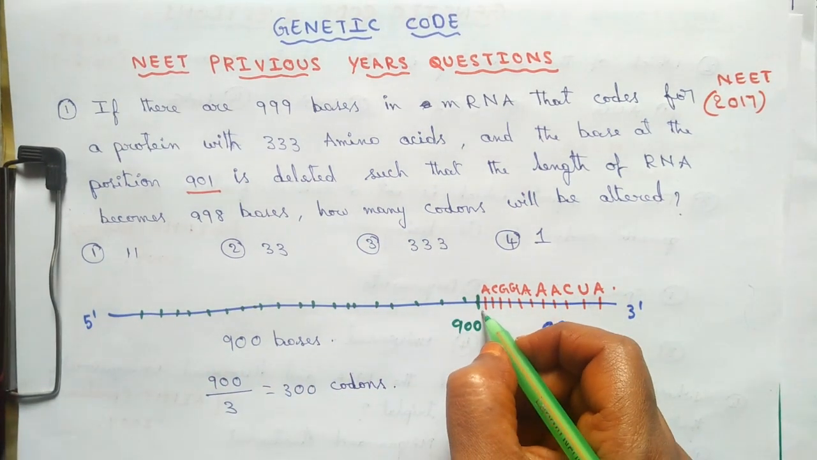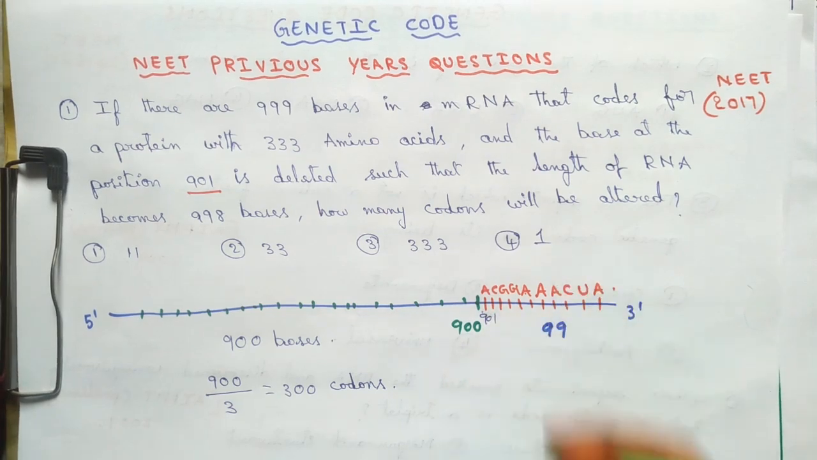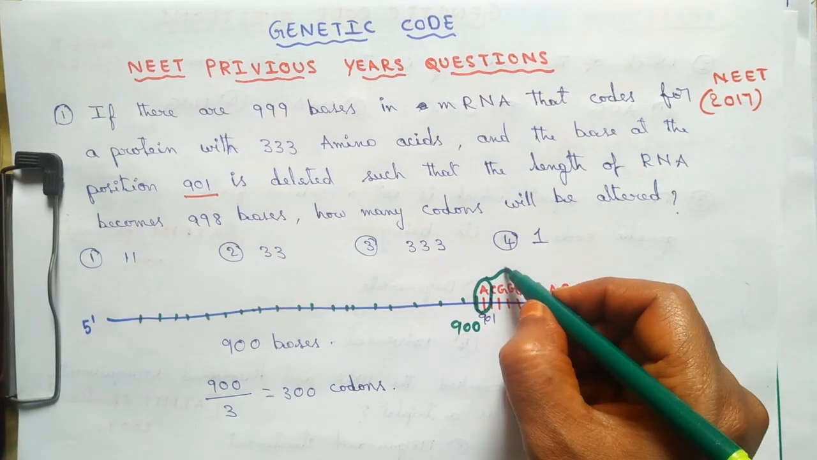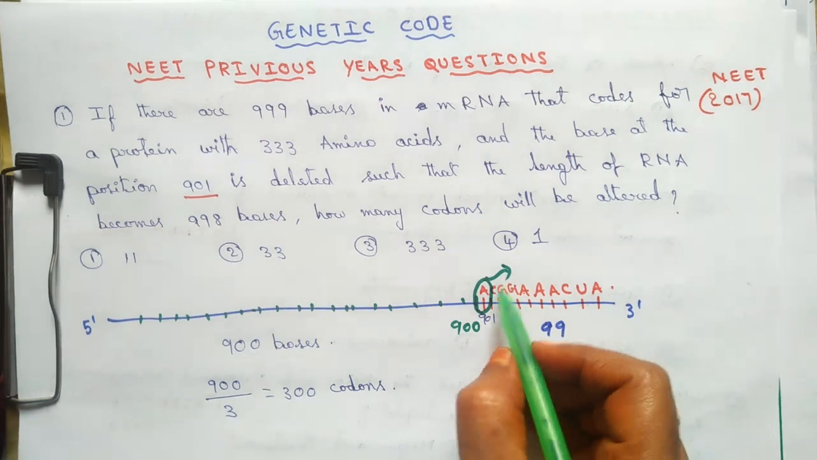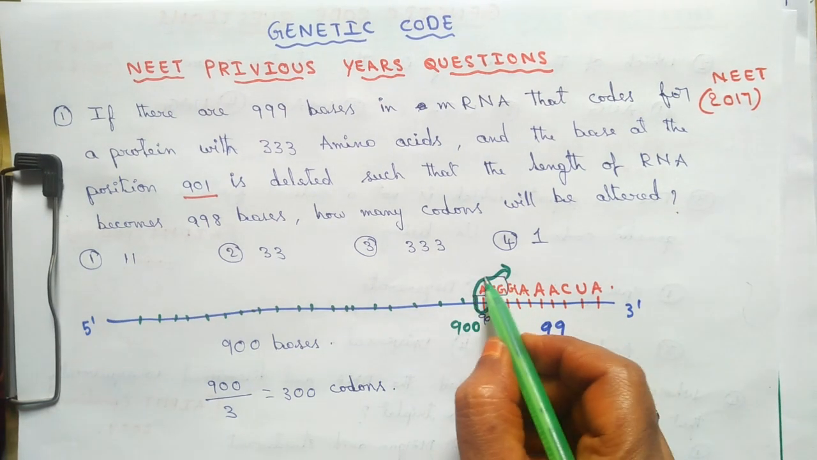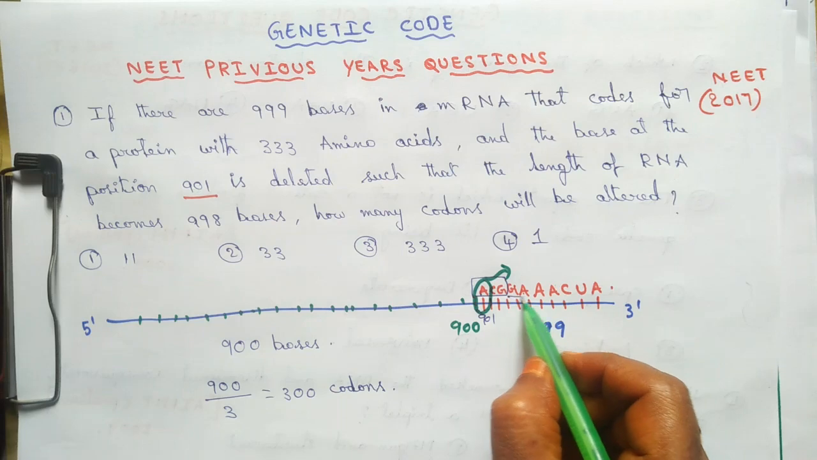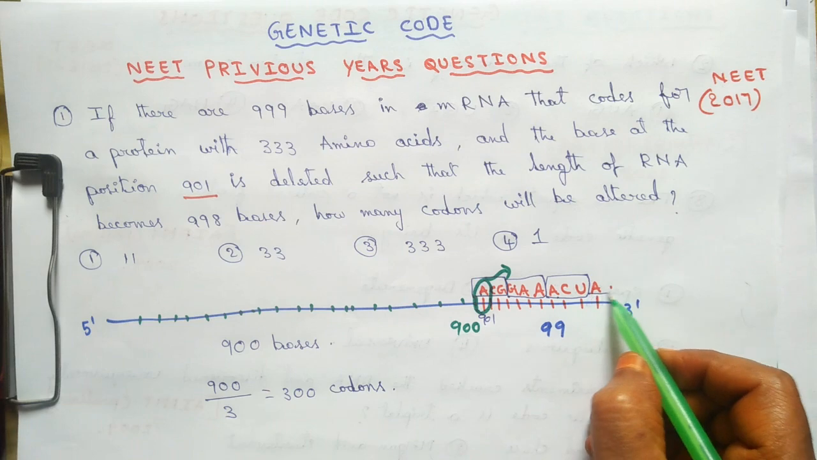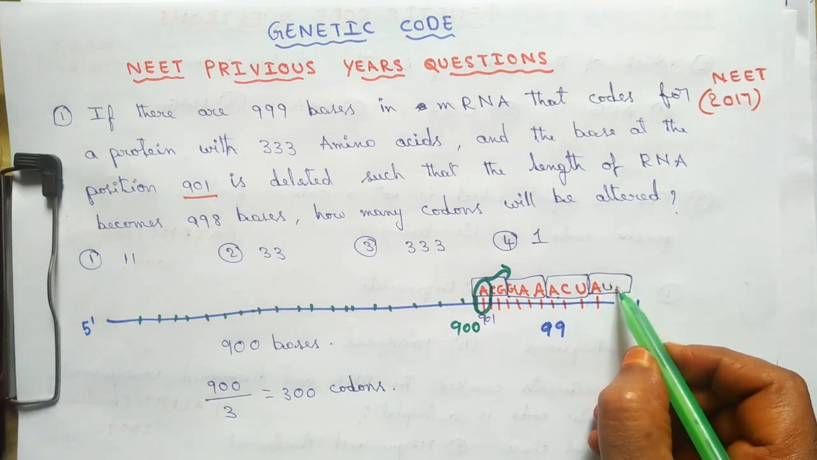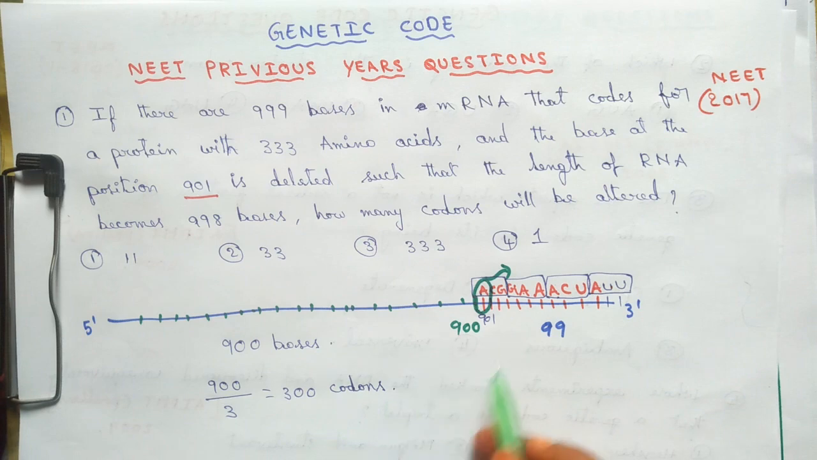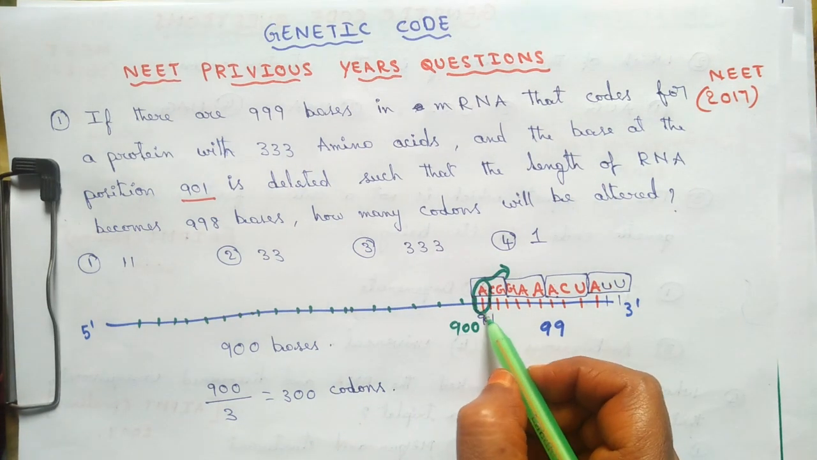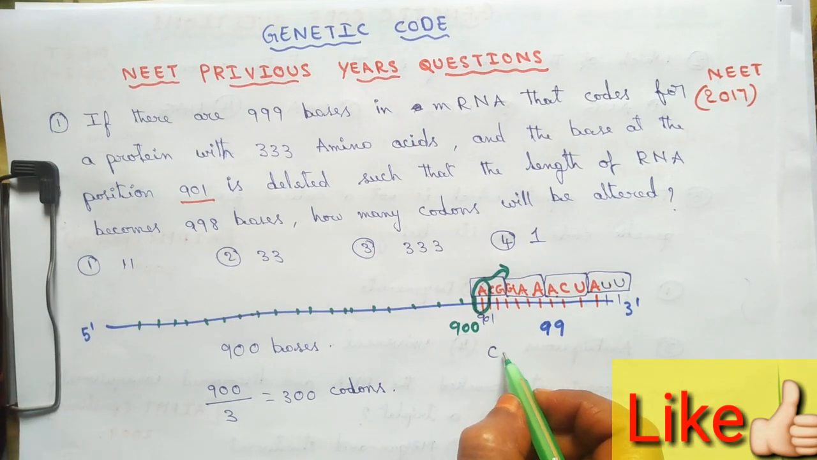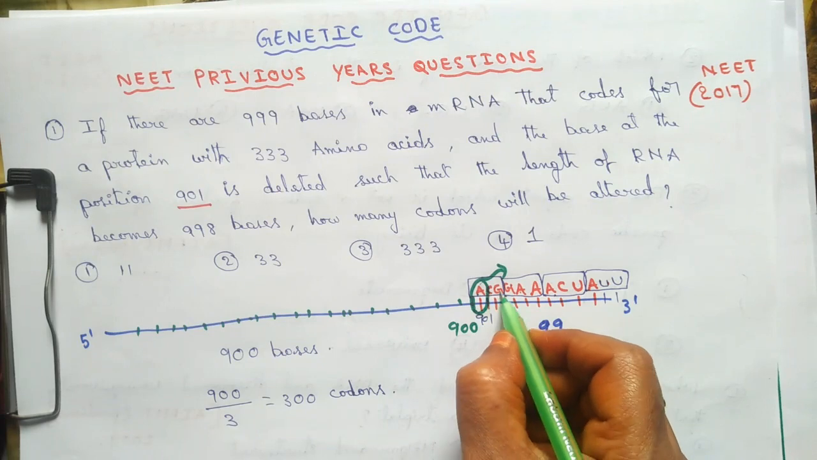So where is it altered? At the 901 position it is altered. That means the base present at the 901 position is deleted. Previously, before deletion, what were the triplet codons here? ACG is one triplet codon, GAA is the next triplet codon, ACU is the next triplet codon, AUU, let's say, like this triplet codons are there. So when the base present at the 901 position is deleted, then the triplet codons will be CGG, like this, CGG.